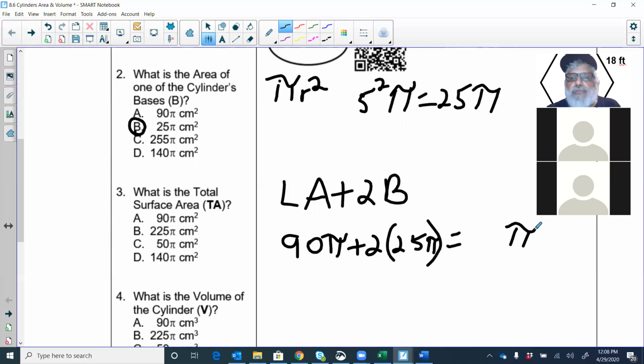Okay, so this is what you got to do. You're going to do 90. Let me change the color. You're going to put in your calculator 90 plus 2 times 25. Got that, Kelvin? Mm-hmm. So put that. Remember, if you're using your phone, you got to do that 2 times 25 first. And then you're going to add it.